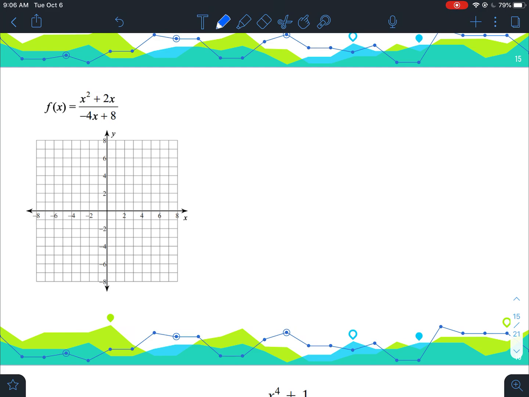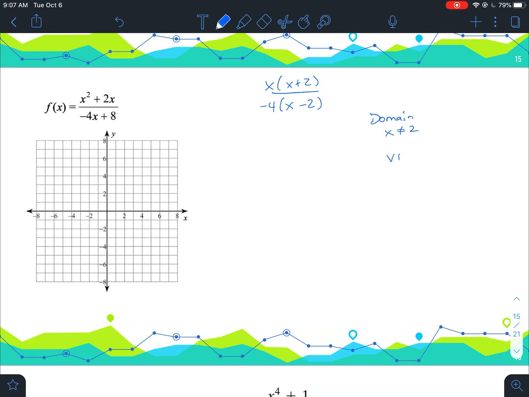All right, so this one's a little bit different because the numerator wins. So this one is going to be an oblique rational function. So let's go ahead and go through the same process. So factor the numerator and denominator. So this would be x times x plus 2 over negative 4 times x minus 2. So nothing cancels.